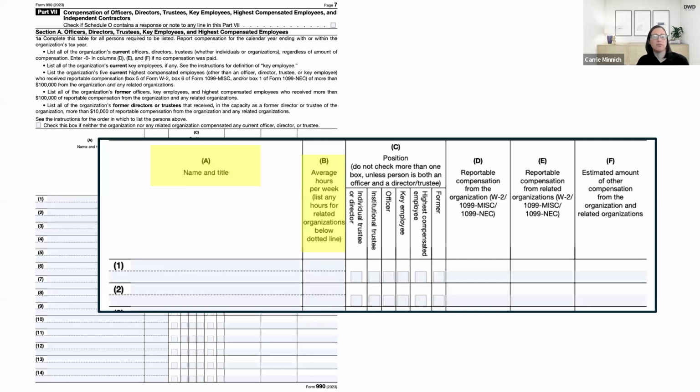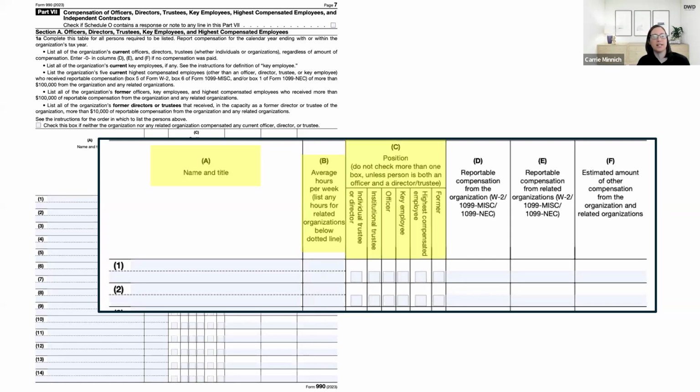Your executive director or CEO needs to be listed here as well. I see oftentimes that people will just put 40 hours for their executive director or CEO. I'm pretty sure that most CEOs or executive directors work more than 40 hours. So don't be afraid to put 50, 60, whatever they actually work, to show their dedication to the organization and the actual hours that they work.